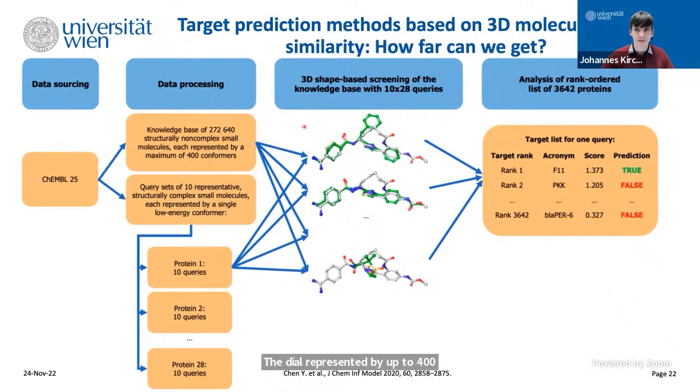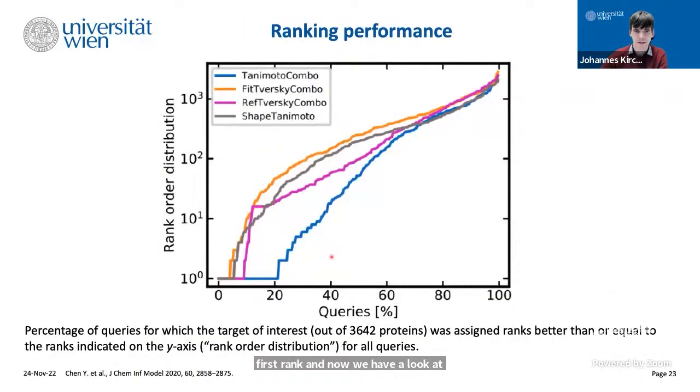And this database covers a total of 3,600 proteins. For each of these queries, a total of 280 queries because we have 28 proteins and 10 queries each, we get a target list of 3,642 proteins, and they are rank ordered. And what we want, of course, is the correct target for each of these queries at the first rank. Now we have a look at how far we can get with that. So this is a curve that shows you the success rate, the percentage of queries.